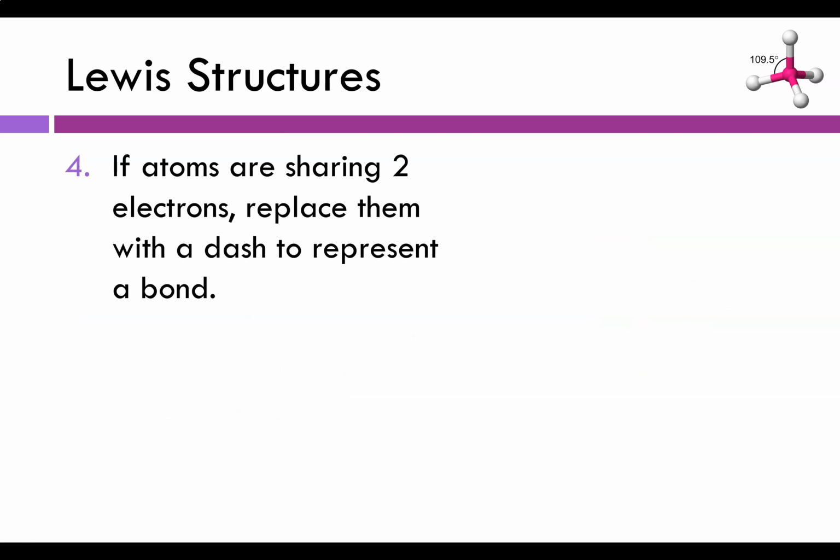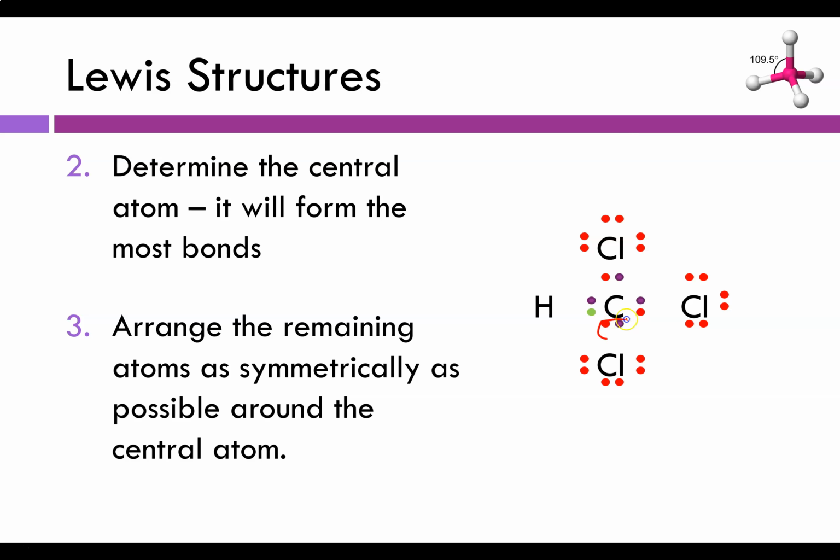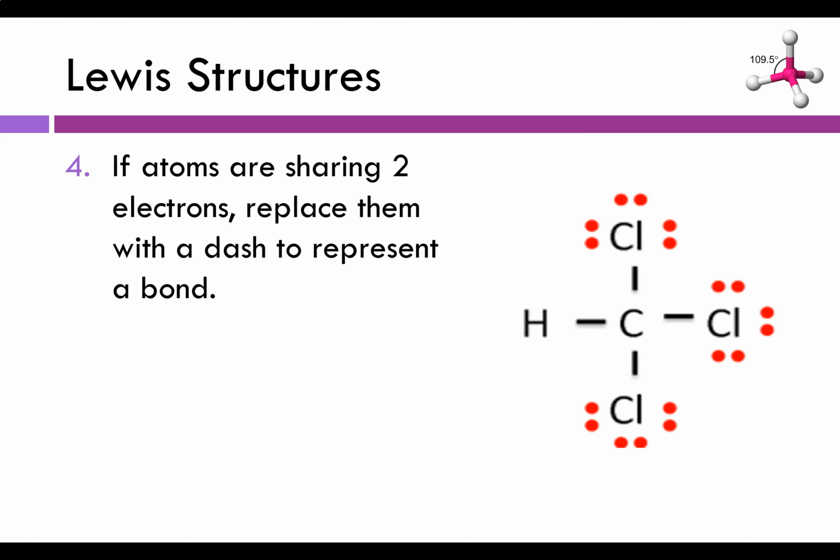If atoms are sharing 2 electrons, we're going to replace them with a dash to represent a bond. So just to go back for a second, these locations, instead of having them as just 2 dots paired up, we're going to use a dash, and that's how we communicate that a pair of electrons is being shared between 2 atoms. So there we've replaced the dots with a dash.